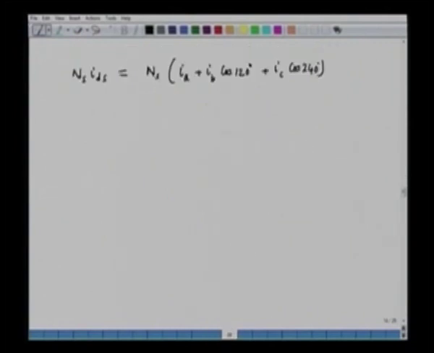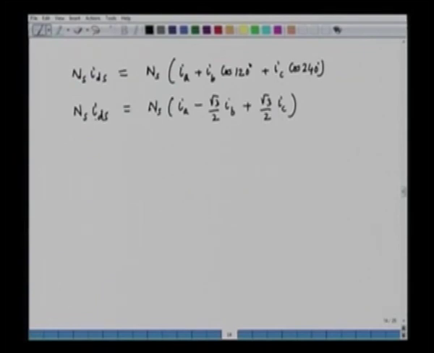That is what we have written here, cos 120 for phase B and cos 240 for phase C. Now, if we simplify this, what we have here is the following: NS into IA, cos 120 is minus root 3 by 2 IB, and this is plus root 3 by 2 IC. So this is NS into IDS.